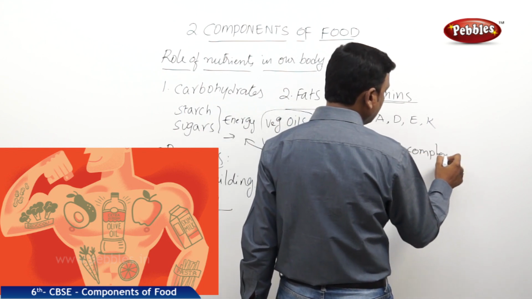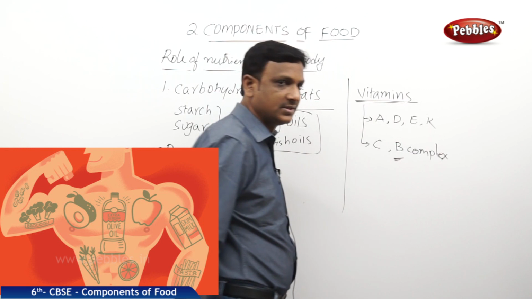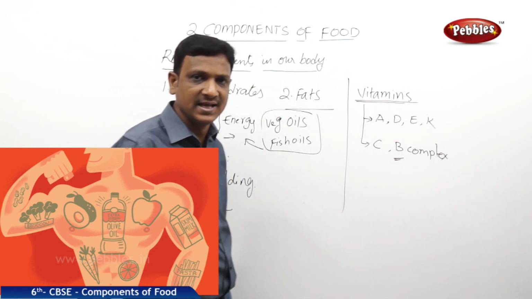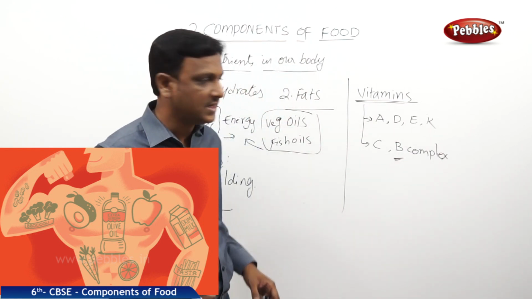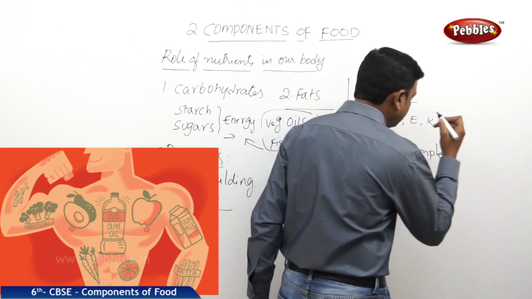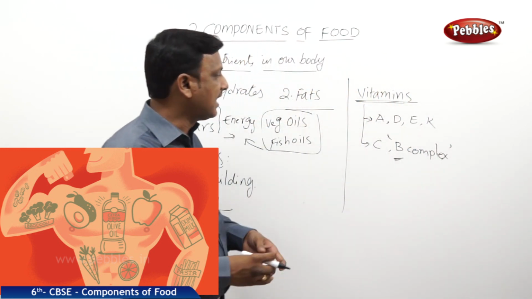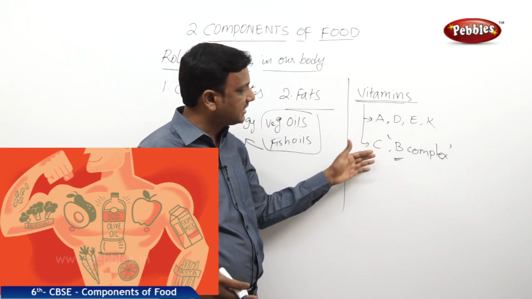That means there are so many B vitamins, B1, B2, B3. Likewise, there is a set of B vitamins. That set is called B complex. But why have I written A, D, E, K and C, B complex separately?